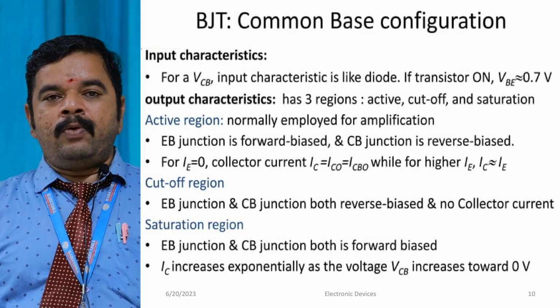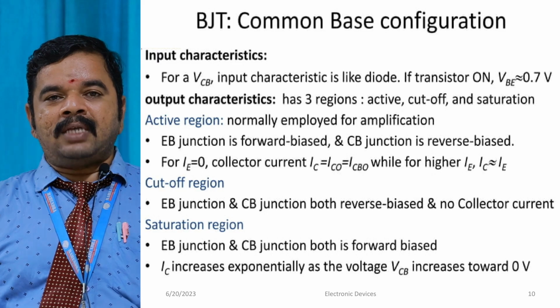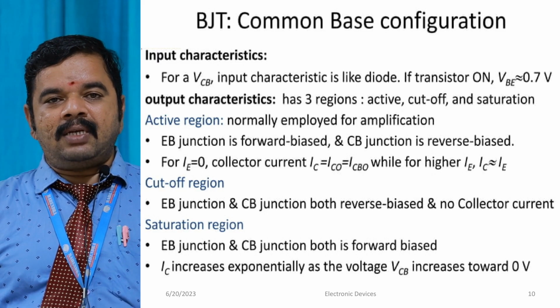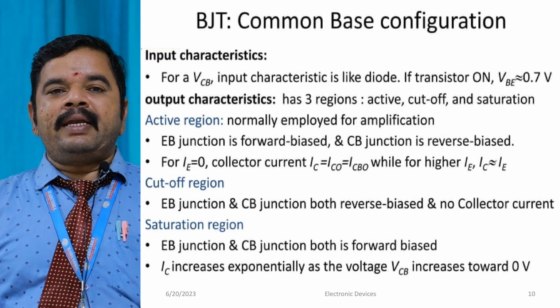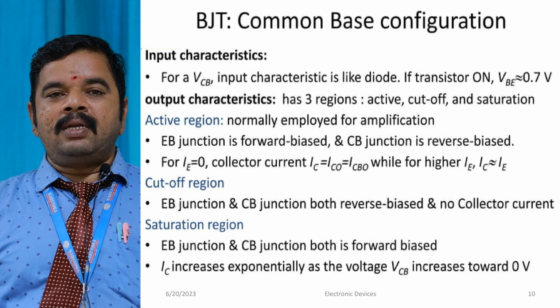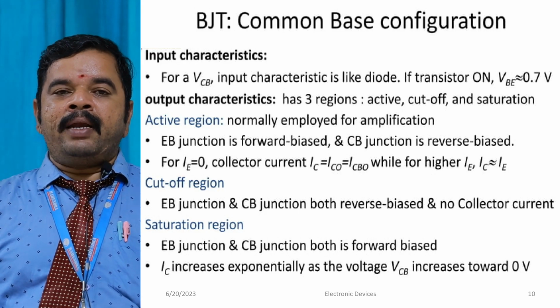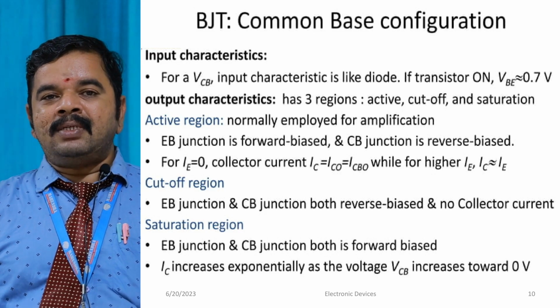Both being under forward bias means the transistor will be going to saturate. What does saturate actually mean? Saturate means that after that the current cannot increase. Even when the voltage increases further, the current maintains a constant. After that saturation point, the current cannot increase. That is what we call the saturation point.